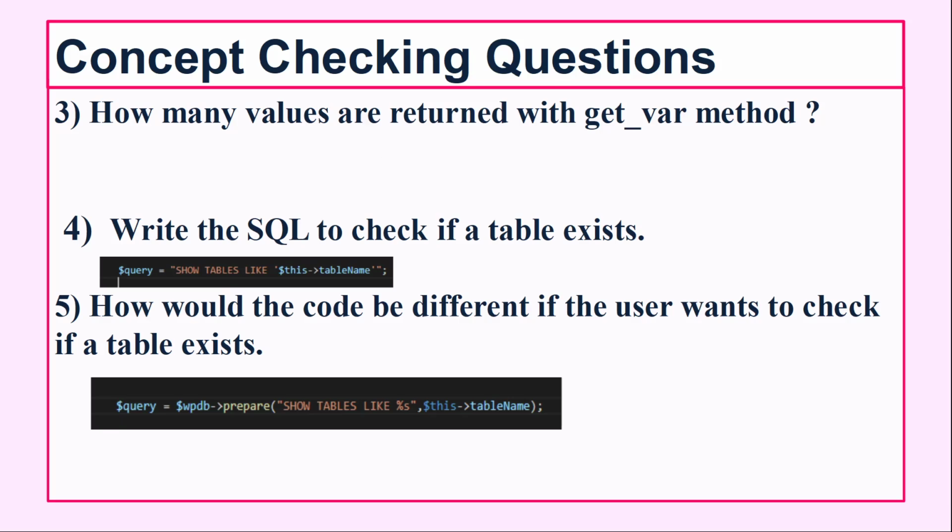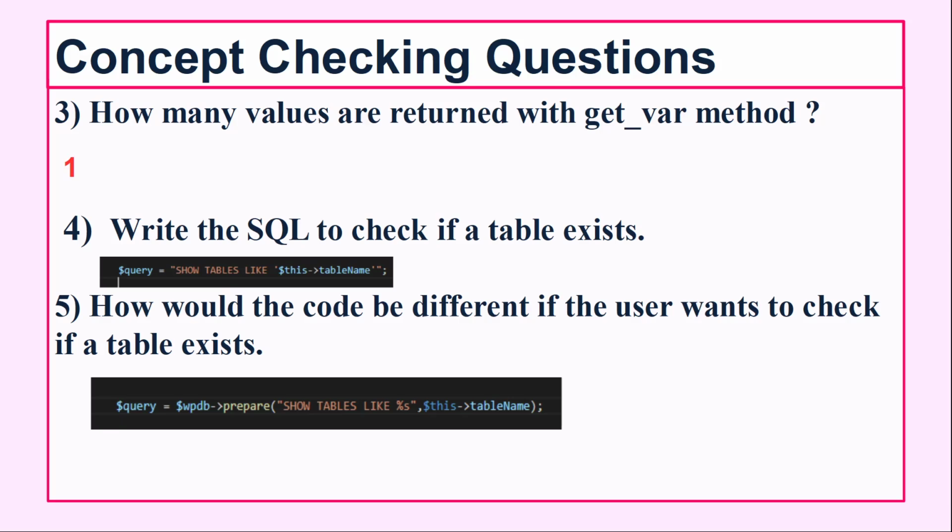Okay, so how many values are returned with the get var method? Well, only one is returned. If you wanted more, if you wanted to return, let's say a record, you would say get row. If you wanted to do multiple rows or multiple values, you could say get results. So there's quite a few things.